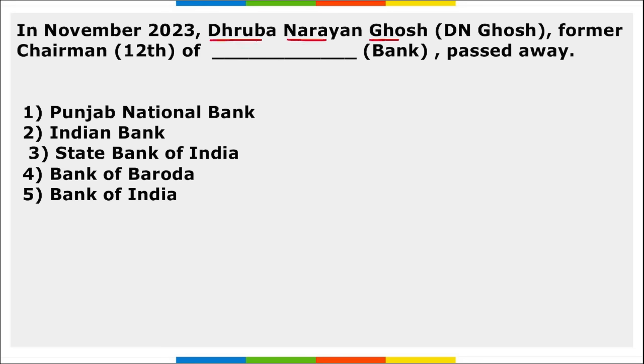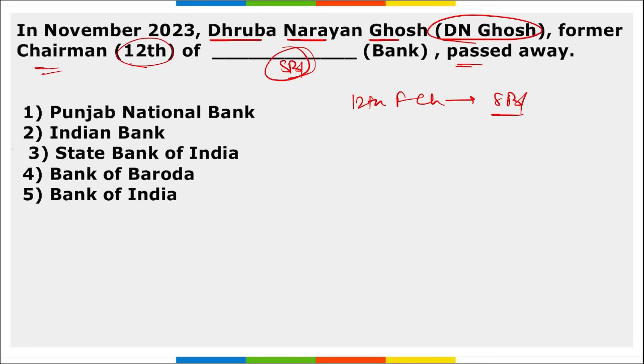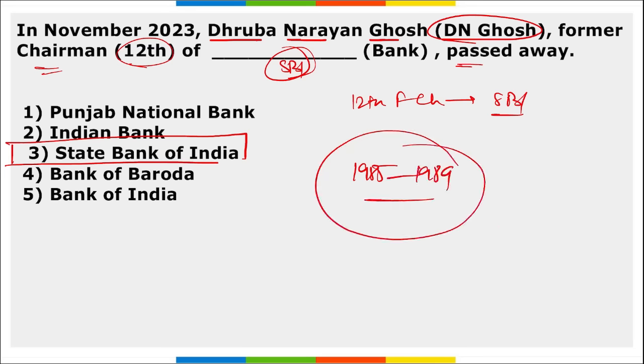Next, Dhurba Narayan Ghosh, that is DN Ghosh, former chairman, that is the 12th former chairman of Dash Bank, recently passed away. So 12th former chairman of SBI Bank, State Bank of India, recently passed away, right? DN Ghosh, correct. He served as the chairman of SBI from 1985 till 1989, and he recently passed away in Kolkata at the age of 95 in Kolkata, West Bengal.